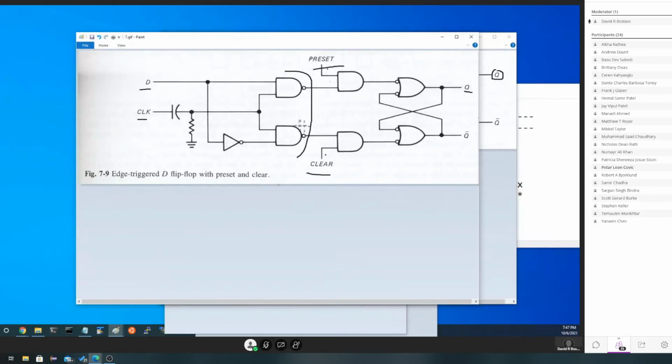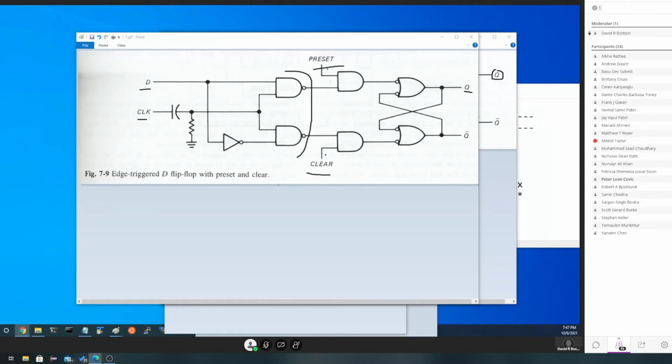Any questions about this? There's a way to build a D flip-flop with an internal capacitor also. I don't think I have a slide to show you. I might. We'll see. Any questions about this? Okay, well, let's move ahead then.